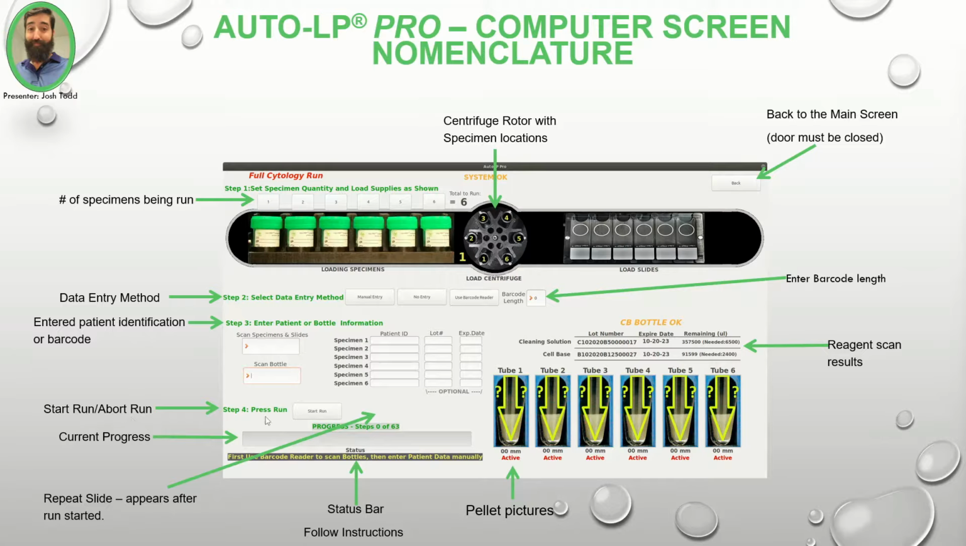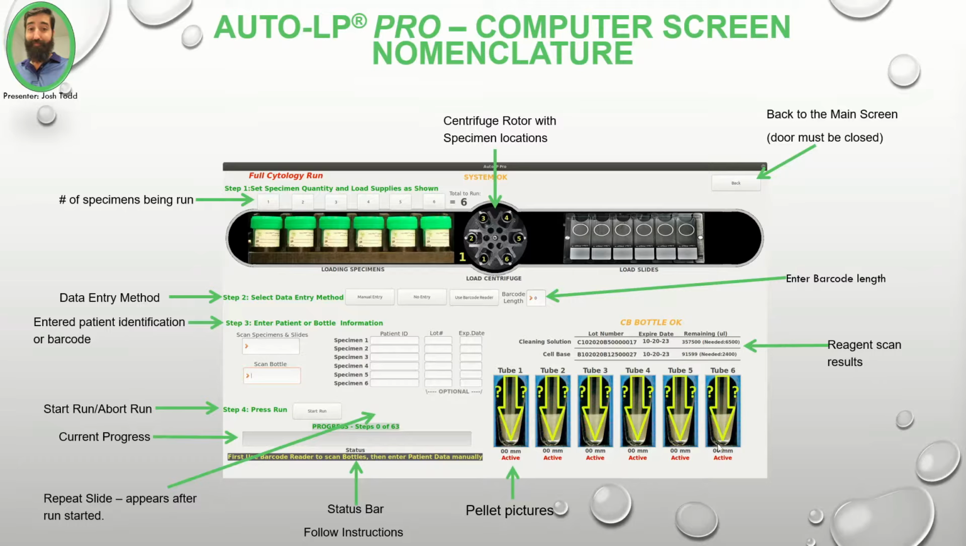After clicking start run, the button will switch over to an abort button so that if you need to stop your run, clicking the abort run will stop all functions. Below that is the progress bar showing the current progress of the instrument. The repeat slide function will appear after your run is completed to the right of the start run button. At the bottom, you'll find the status bar. Follow the instructions of the status bar to begin your run.